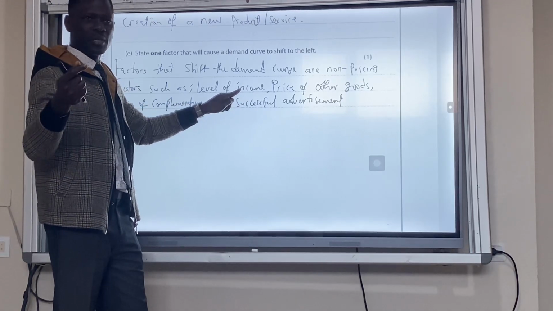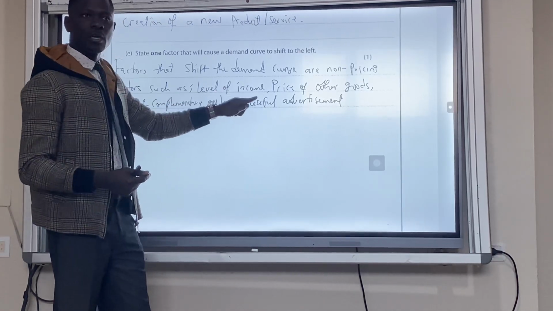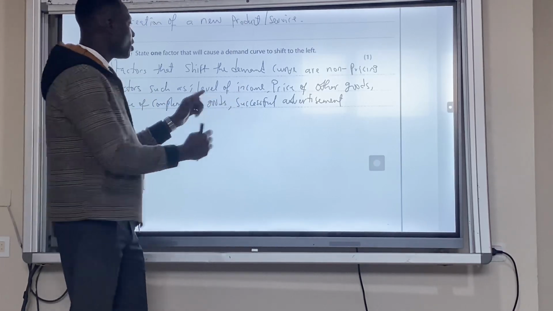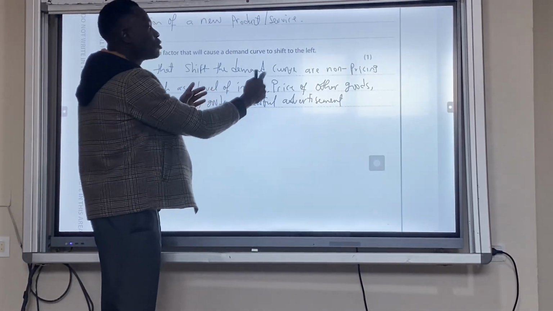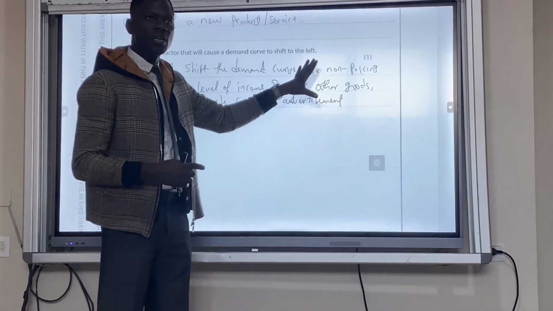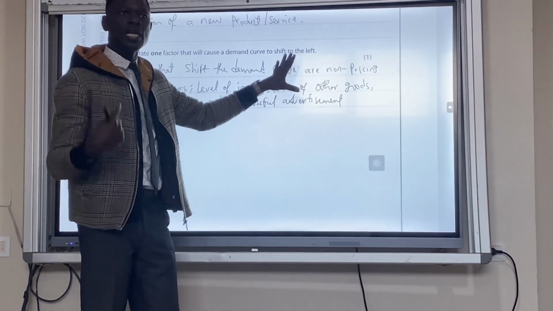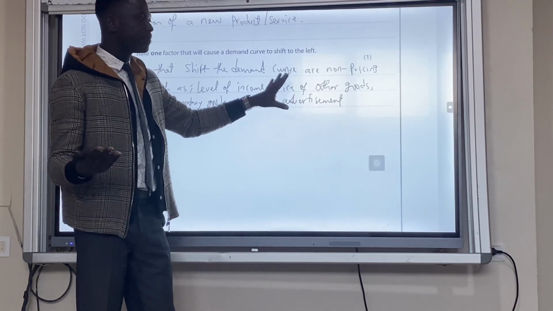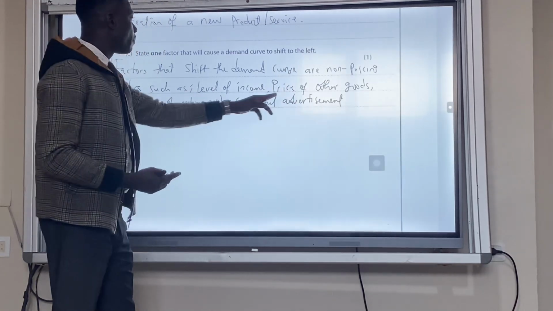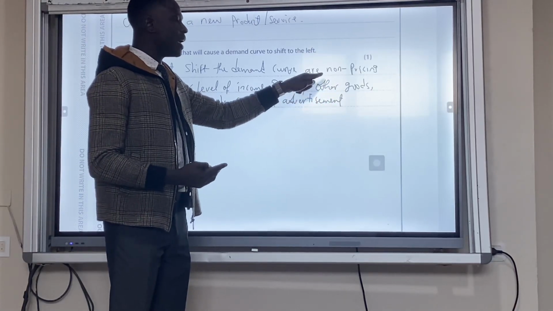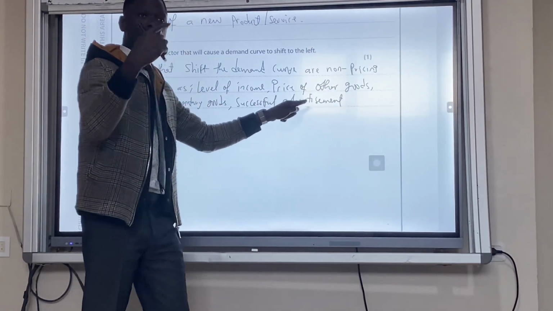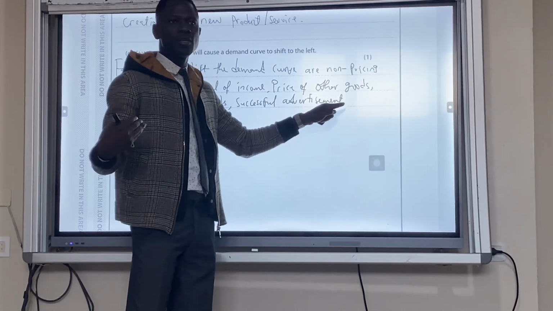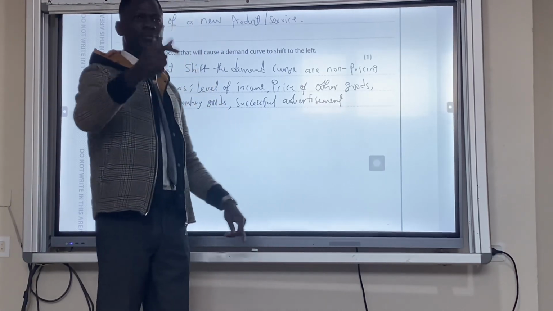Hello, please put your head up, please. A fall in the level of income will shift the demand curve to the left. Not just level of income, because they indicated to the left. So a fall in an individual's income will shift the demand curve leftward. Do we understand? Price of other goods. A rise in the price of a substitute will mean that the demand curve for such products will fall to the left. Do we get it?